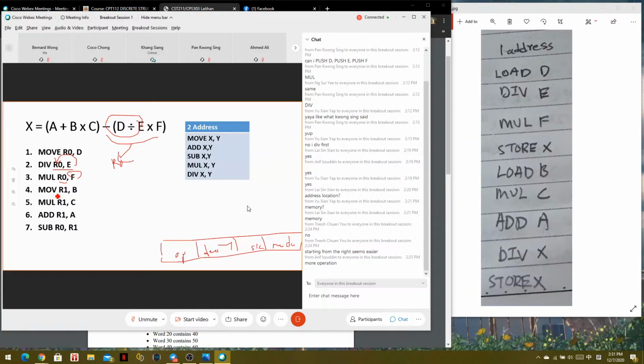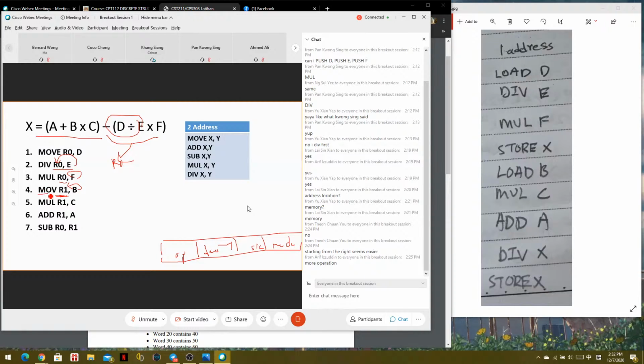Now the second part is this part. You do the B first, then you do the C. So we use another register, which is register 1. Just now it was register 0, now it's register 1, a general purpose register. So you move B, store in R1.